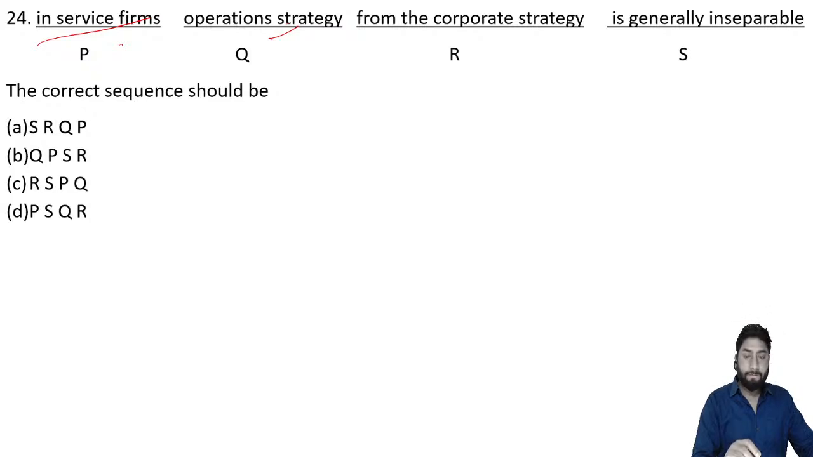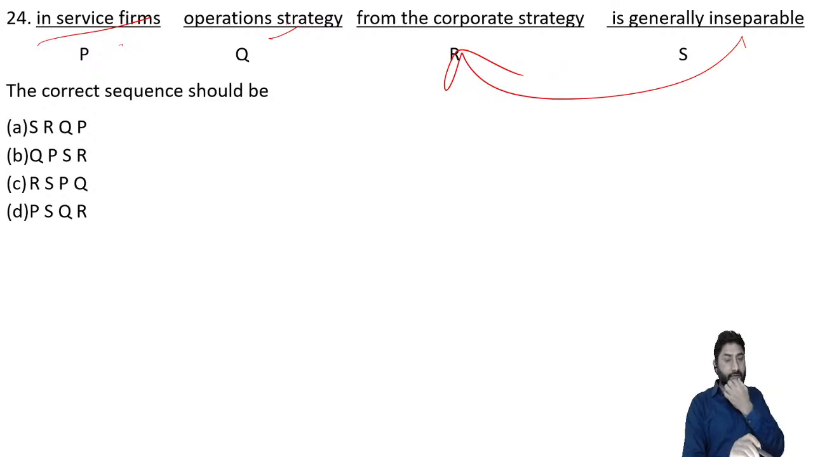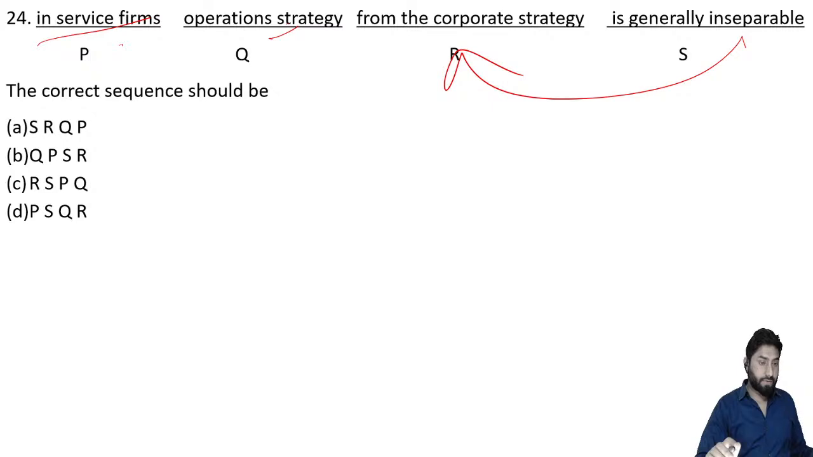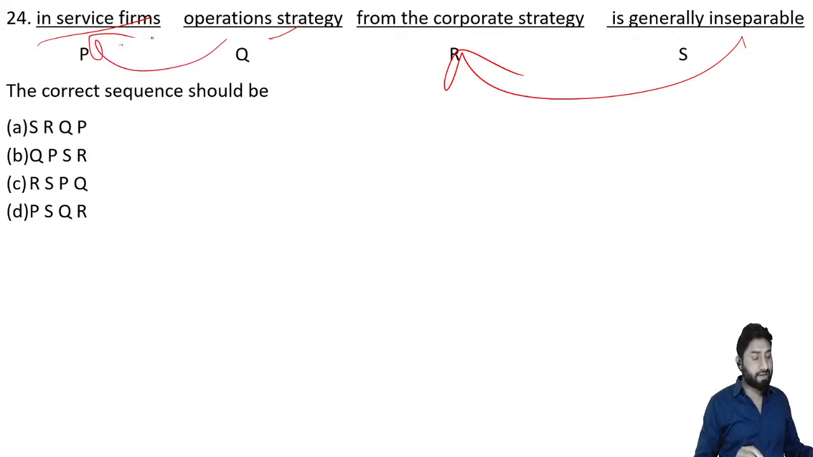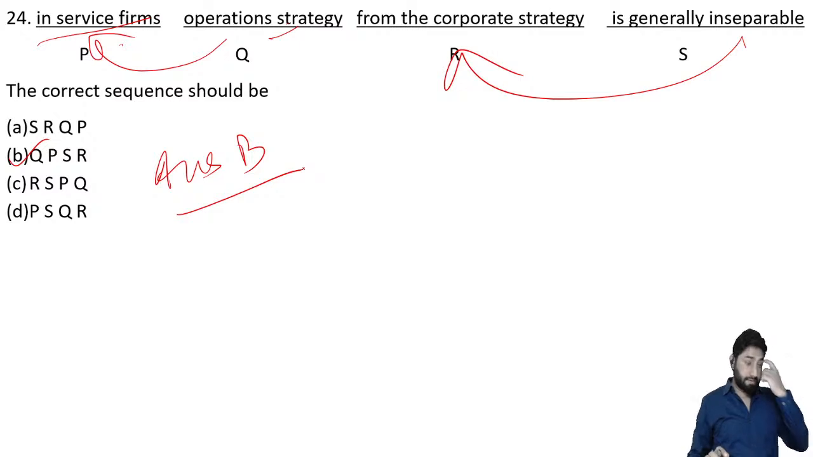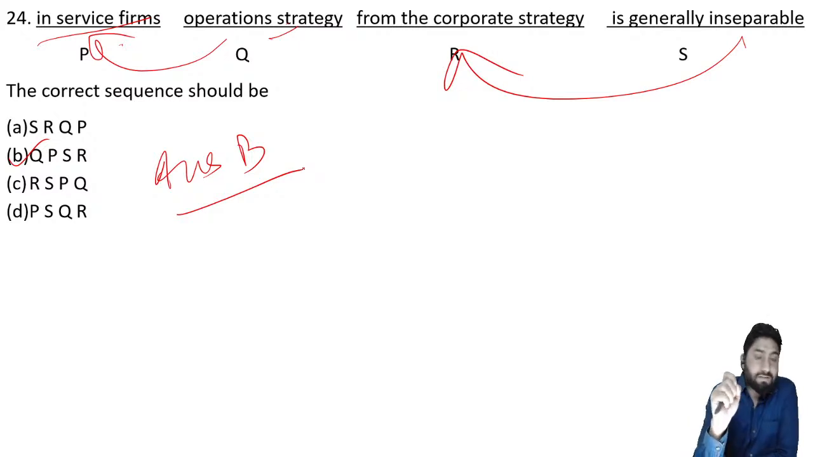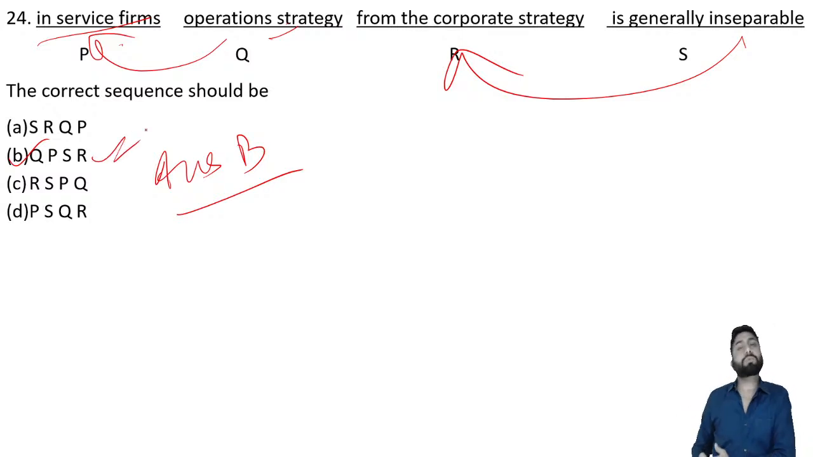SR, right? S and then R, you see the link, is generally inseparable from the corporate strategy, right? That's what the link is. So you only get B as an option. So answer is B here. C. So operation strategy in the service firms is generally inseparable from the corporate strategy. That's how the answer is. There's no other option with sets like this. You can check again. Now next.